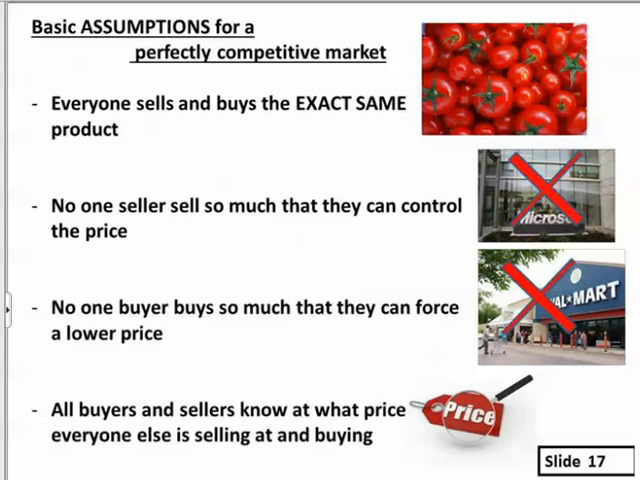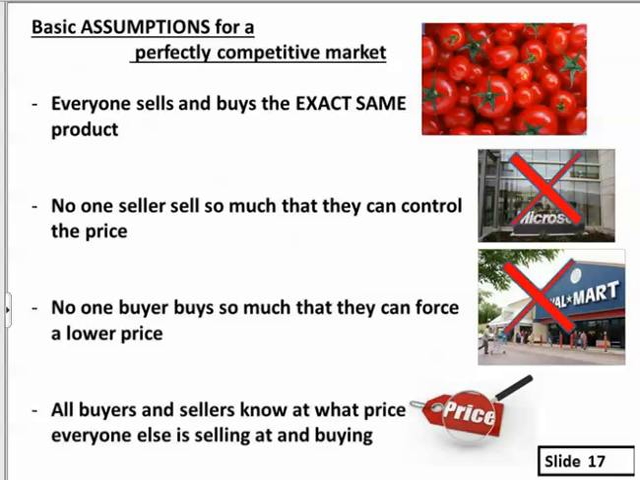So they know what the equilibrium price is. Okay? They know when that equilibrium price changes. We call that perfect knowledge. Okay? So those are the underlying assumptions in a perfectly competitive market model, which is what we're going to study in the rest of this seminar.